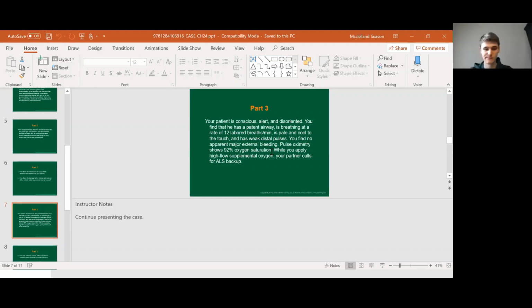You find no apparent major external bleeding. Pulse oximetry shows 92% oxygen saturation. While you apply high flow supplemental oxygen, your partner calls for ALS backup.